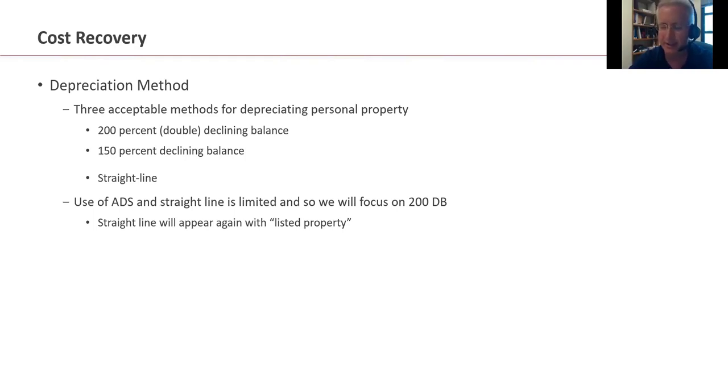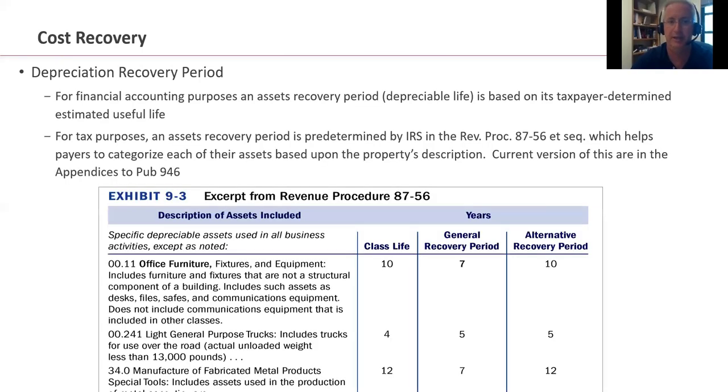Those are actually elections you can make. So let's say you worked for a biotech company here in San Diego, and it turns out you're making no money, which is not uncommon for a biotech startup. You're really not interested in accelerating cost recovery because it's just creating NOLs. So you may elect the alternative depreciation system, which is slower depreciation, or you can go full-blown straight line, which is even slower depreciation. But we're not really going to cover those. We'll talk about straight line when we get to listed property a little bit later.